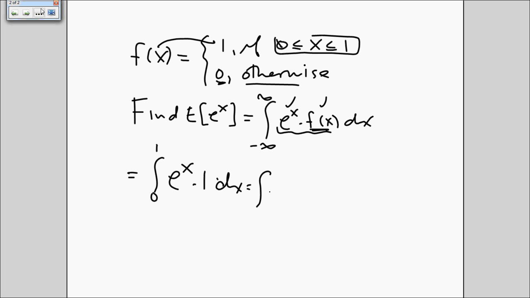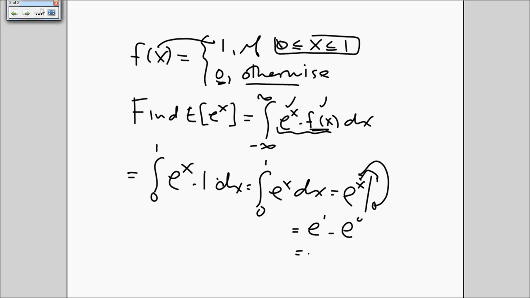That is, e to the x times 1 is e to the x, dx. The integral of e to the x is e to the x from 0 to 1. You plug 1 in, get e to the 1, minus, you plug 0 in, get e to the 0. e to the 0 is 1. The answer is e minus 1. That's the expected value of e to the x given that PDF, given that f of x was 1 between 0 and 1, and 0 otherwise.